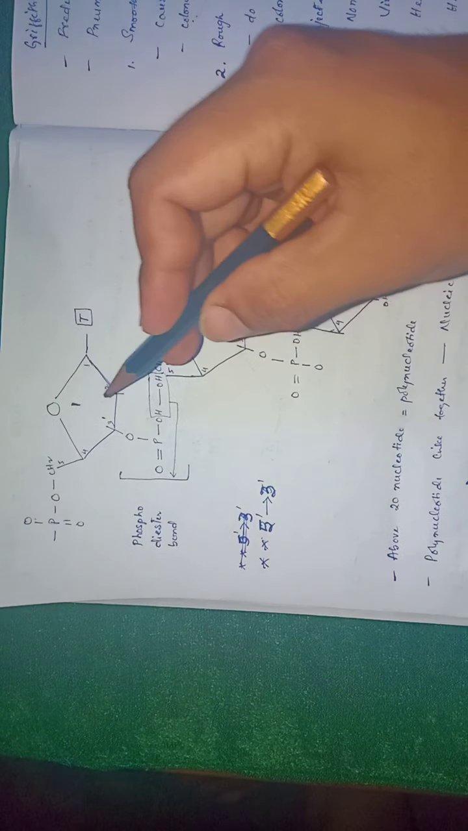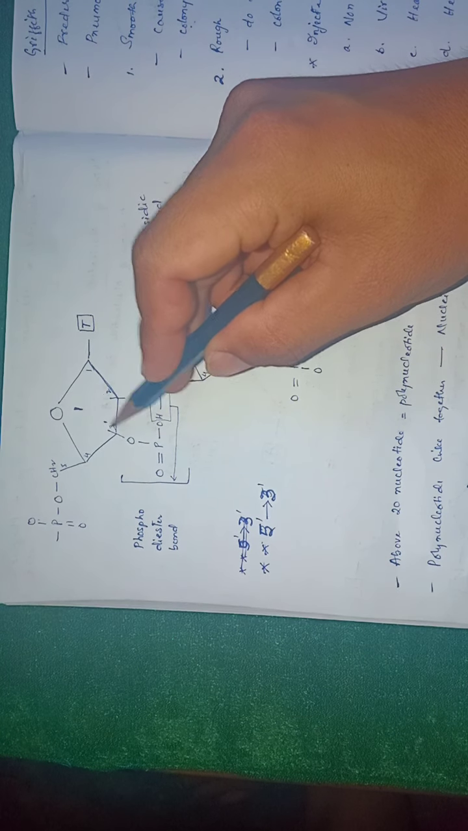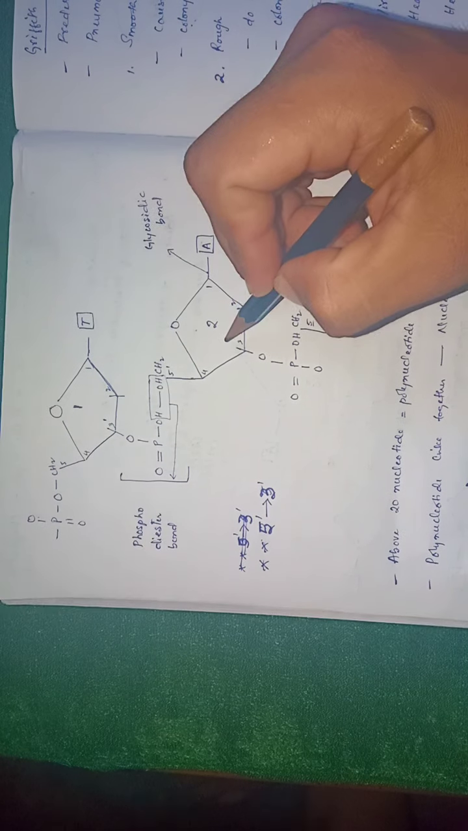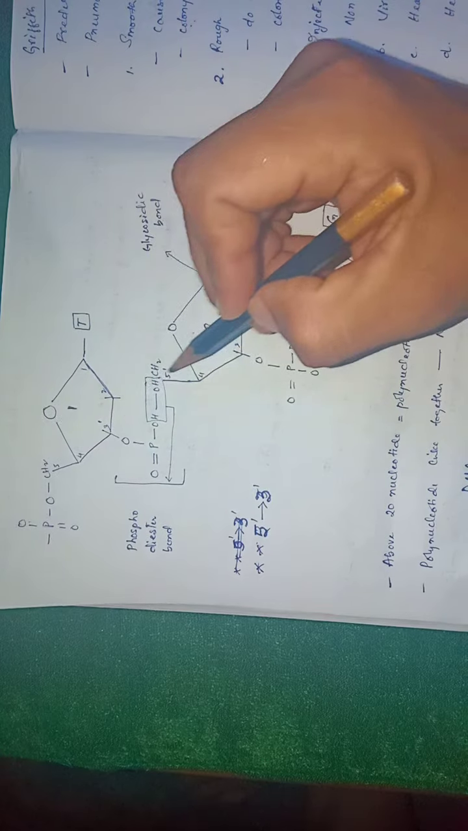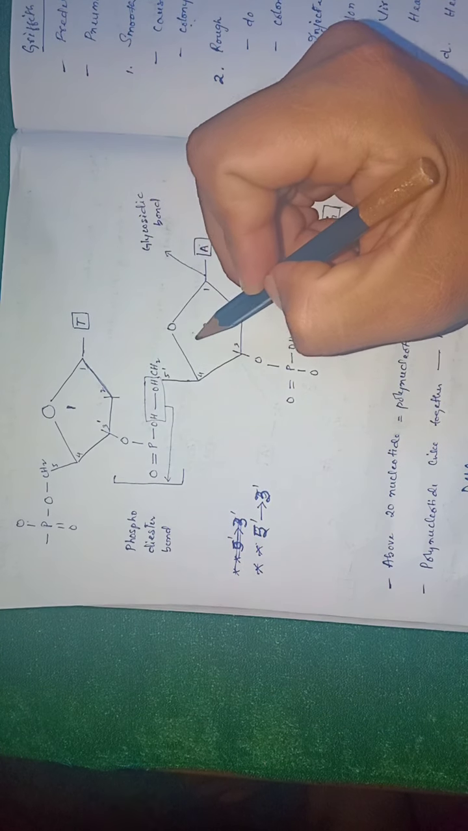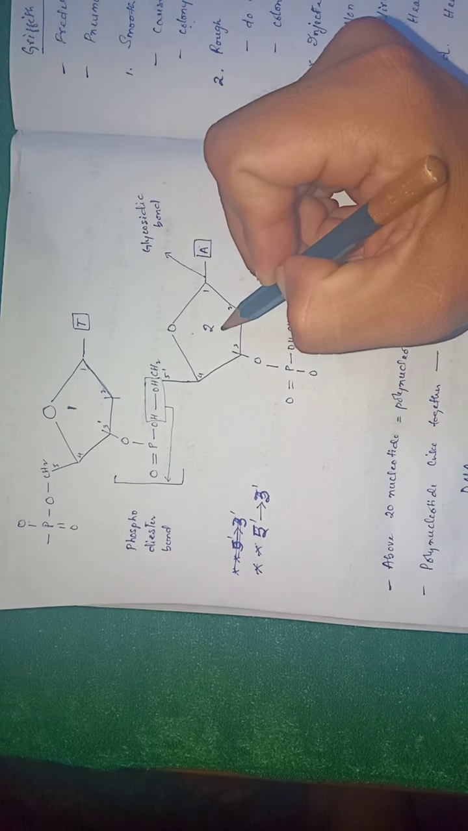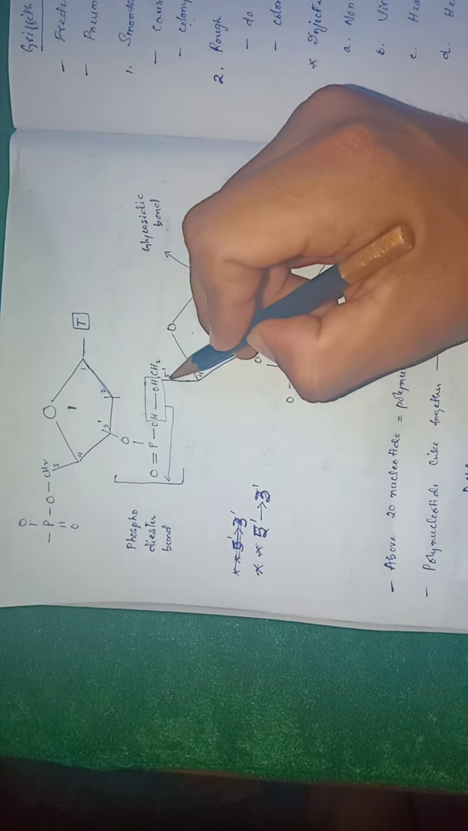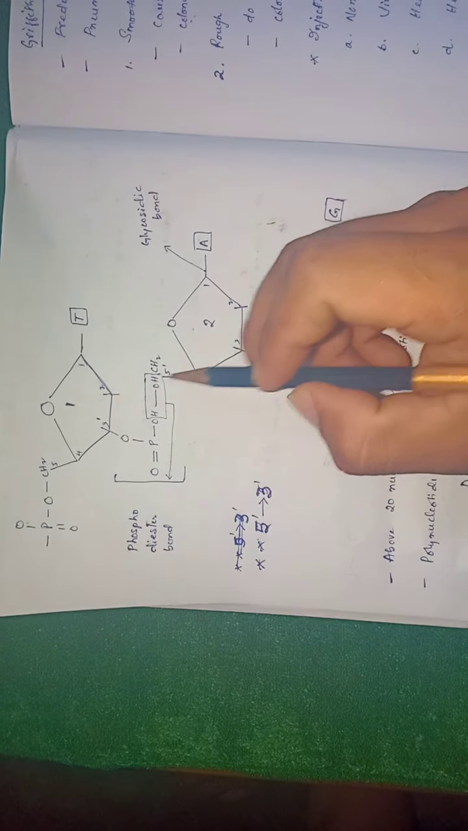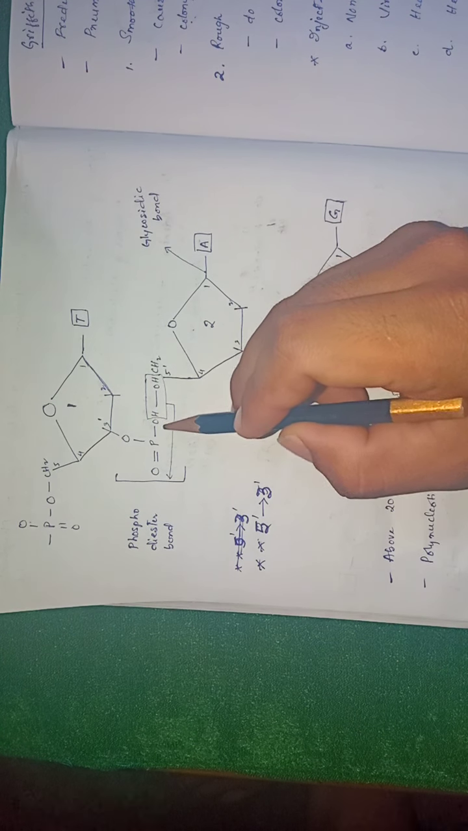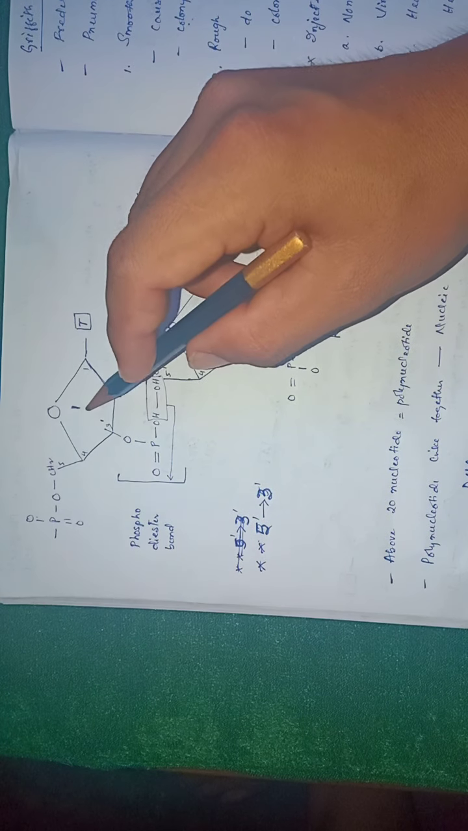So the first nucleotide will be attached to the second nucleotide through the third carbon atom of the first one and the fifth carbon of the second nucleotide. So in this case, the first nucleotide is attached to the second nucleotide from the third carbon atom, and the second nucleotide is attached to the first from the fifth carbon atom. So the attachment of this third and the fifth gives rise to a type of bond called the phosphodiester bond. So the phosphodiester bond is the bond that exists between the two nucleotides.